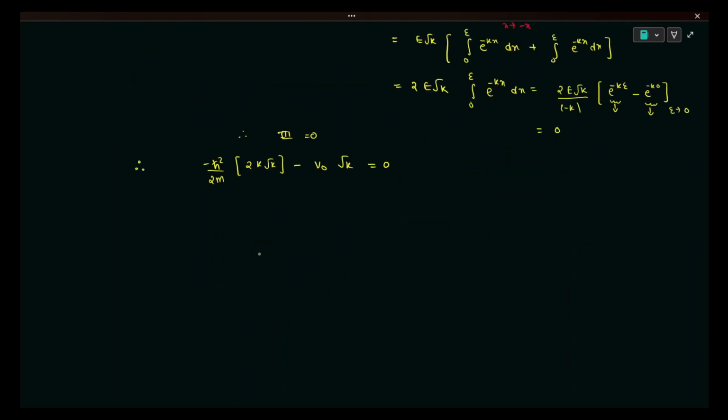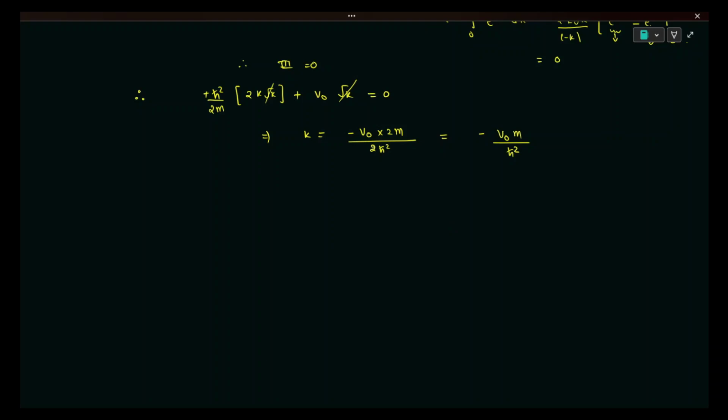So therefore what I can do is I can cancel out this under root k from both sides, and minus to minus, and this k will become minus of v naught into 2m divided by h square, or equal to minus v naught m divided by h square.